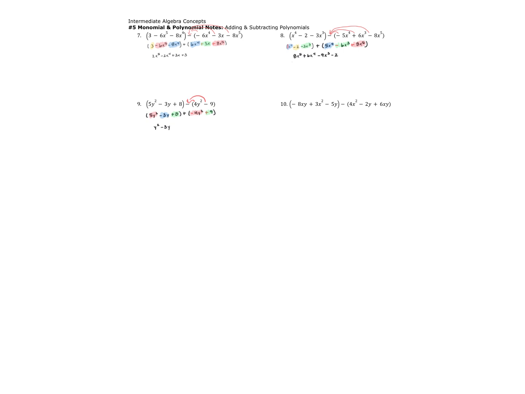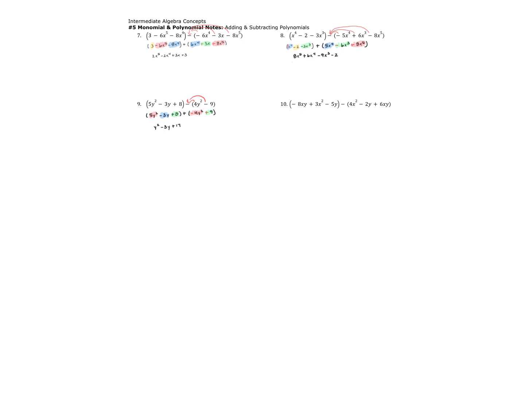Oh, I realized I just made a mess. I thought I made a mistake, but I did not. So I have a positive 8 and a positive 9. That's going to give me a positive 17. So plus 17. Okay?